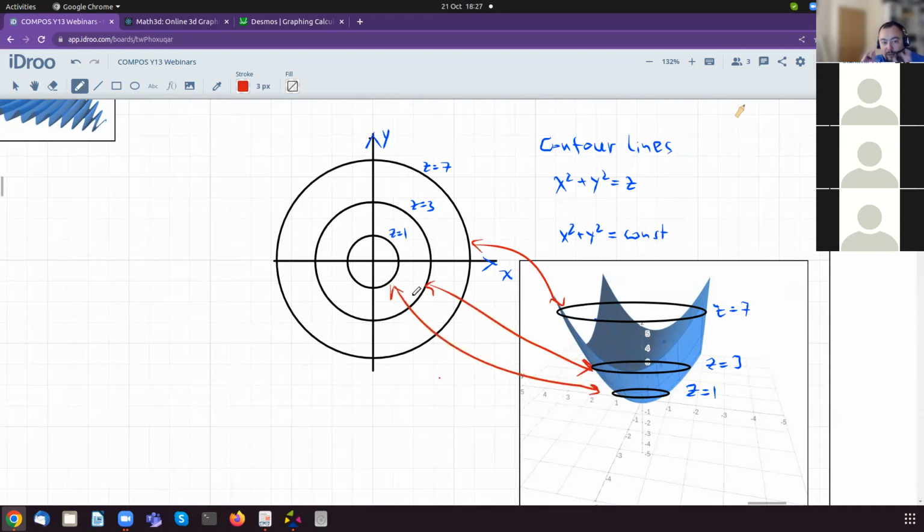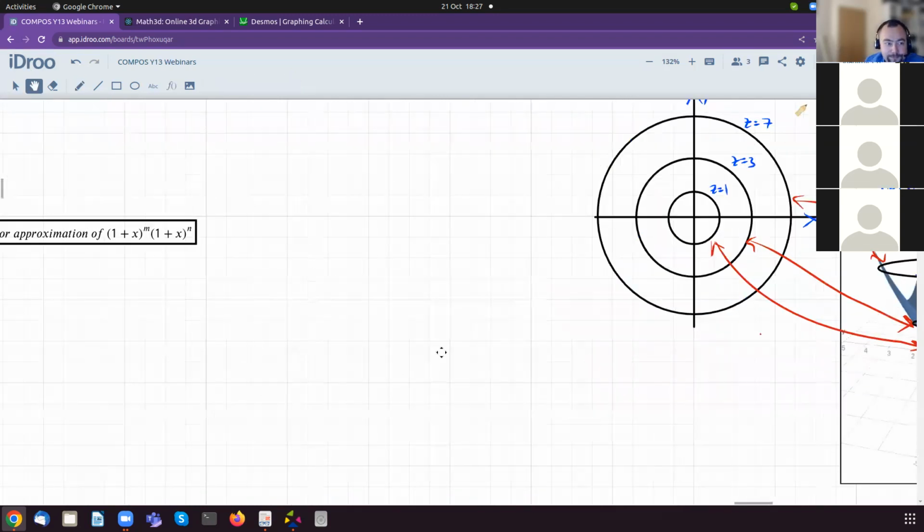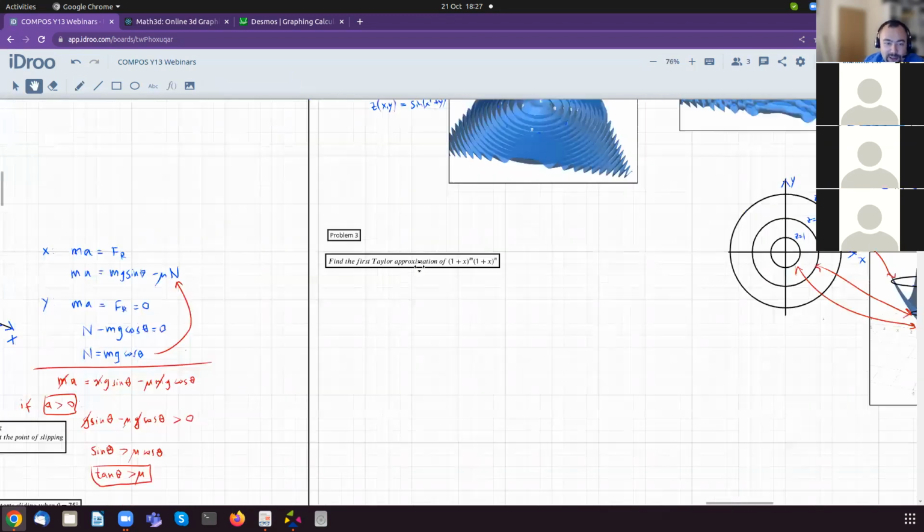So basically a contour line, just like on a map, is a map of equal height above the XY plane. We count the height from the XY plane. This is the XY plane, and this is the height above that plane. Well, it's Z. Z is the height above that plane. Hope that makes sense. All right, let's move on to the interesting ones.